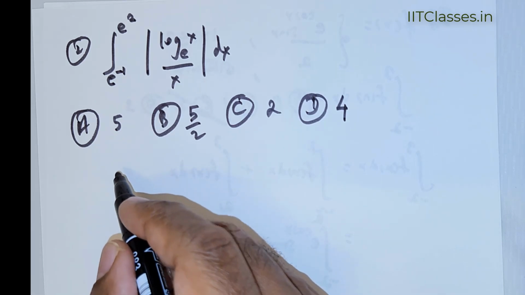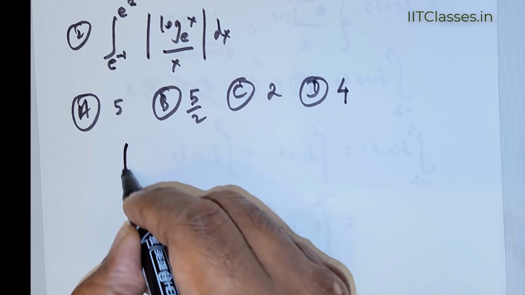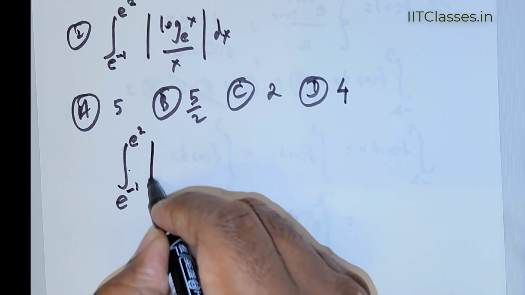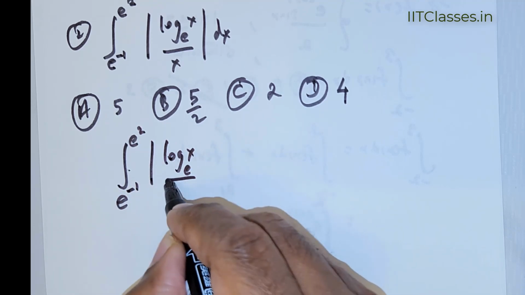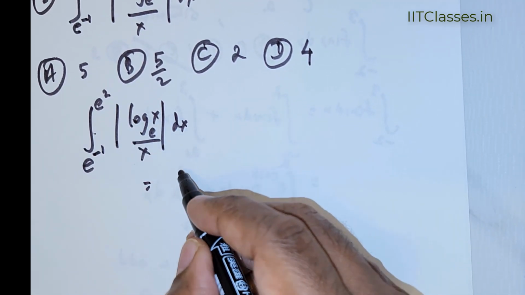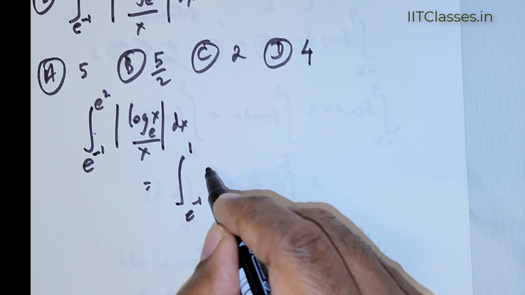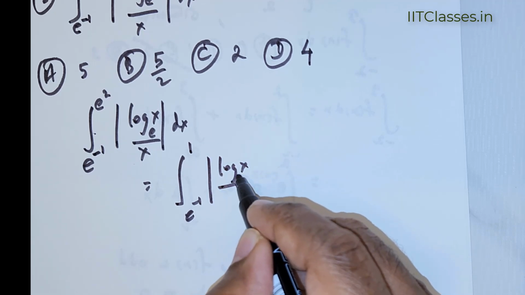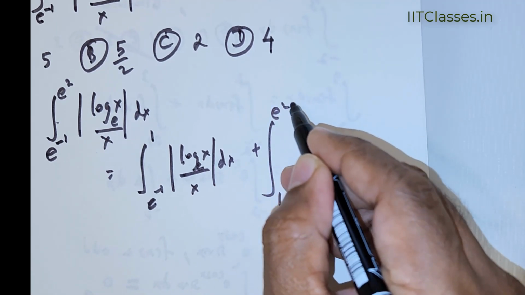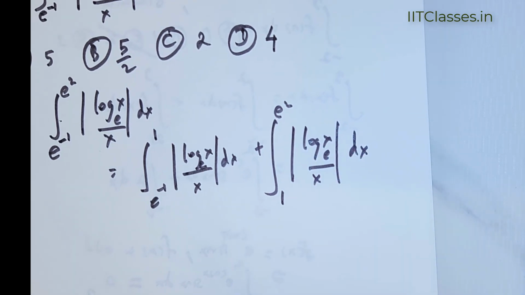Okay, I hope you all have got the answer. So let us see how to get the solution for this question. Now this is what is given: the integral from e raised to the power of -1 to e squared of modulus of log x to the base e over x times dx. Because of the modulus being present, I want to split this as the integral from e raised to the power of -1 to 1 of modulus of log x to the base e over x times dx, plus the integral from 1 to e squared of modulus of log x to the base e over x times dx.